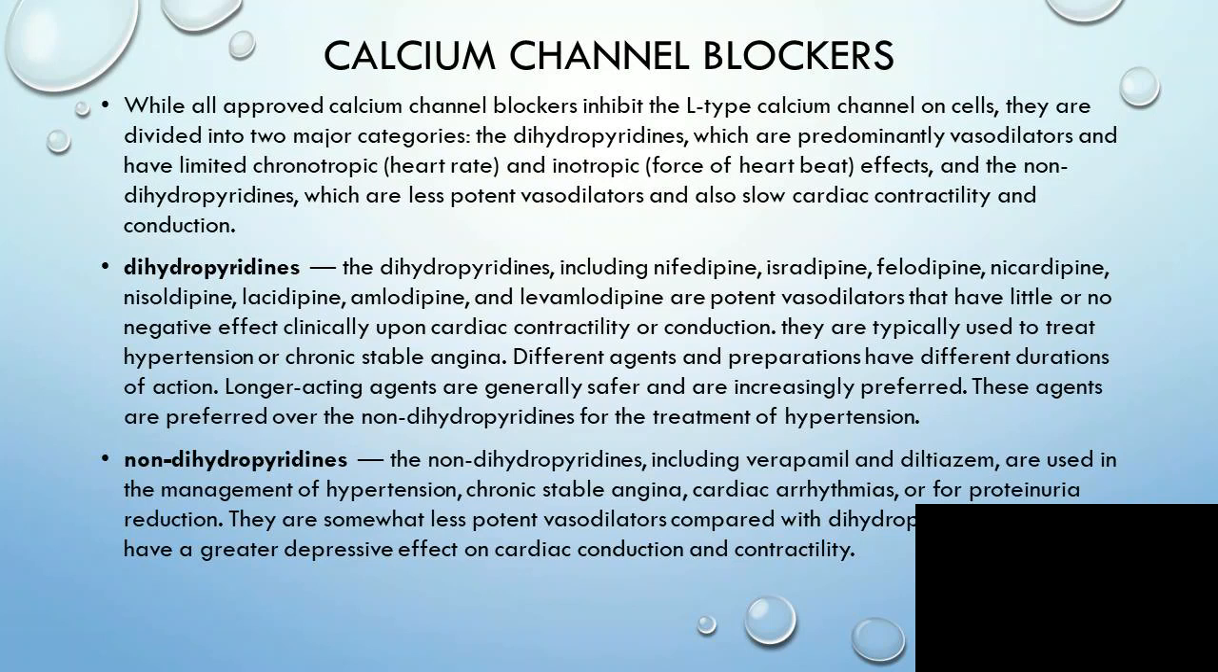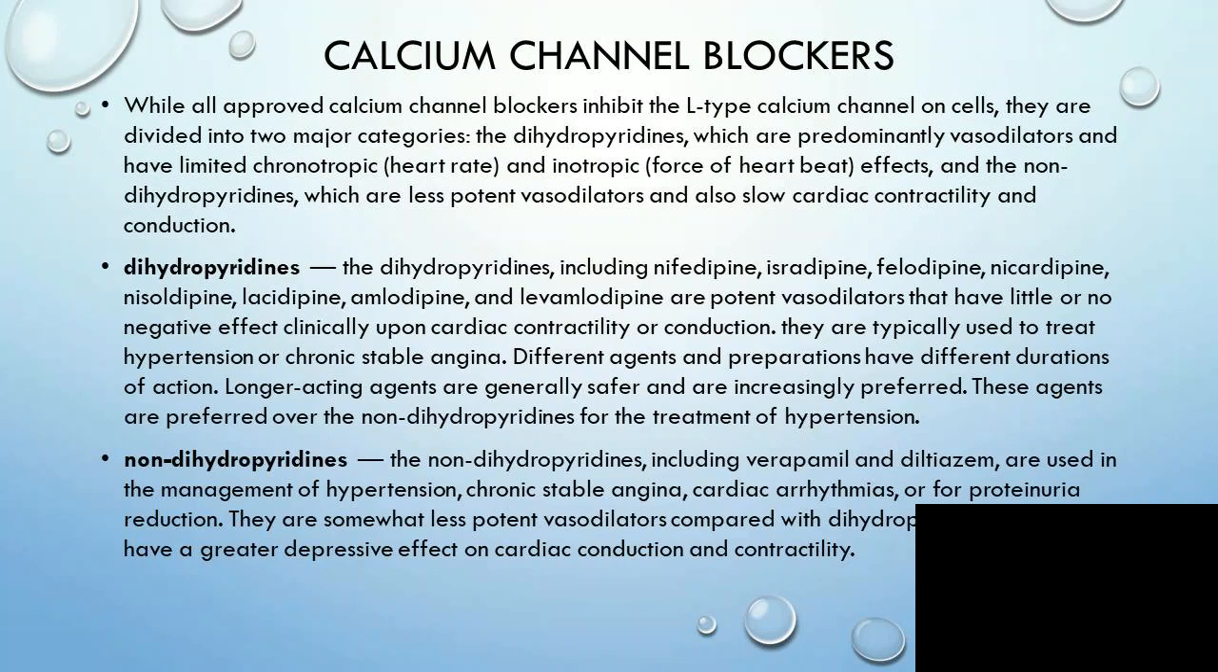So there are two different types of calcium channel blockers, the dihydropyridines and the non-dihydropyridines. The first group, dihydropyridines, include nifedipine, isradipine, felodipine, nicardipine. I'm not going to name all of those, but they're very potent vasodilators, and they have little or no negative effect clinically upon cardiac contractility or conduction. So they're typically used to treat hypertension and chronic stable angina.